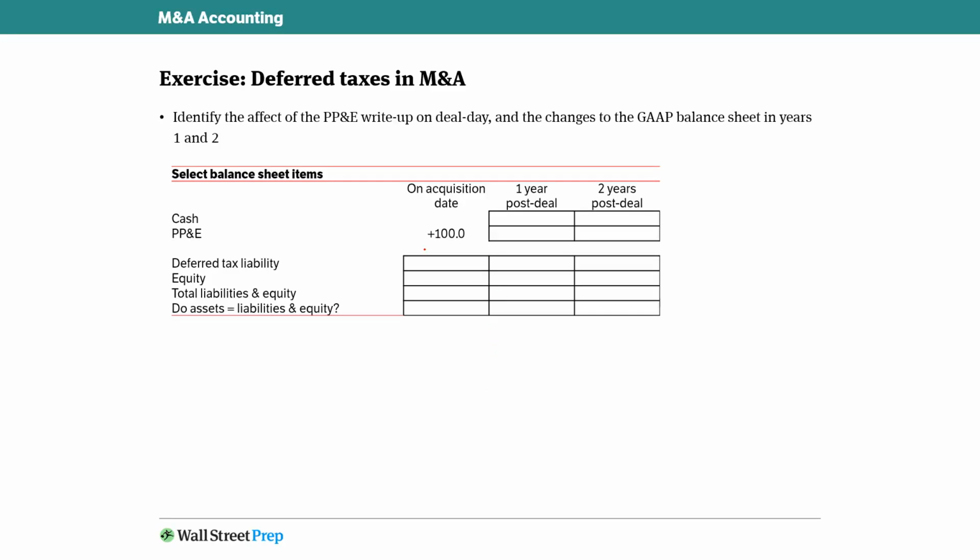And so here is how we need to modify what's going on the GAAP balance sheet when you have a stock sale, something legally structured as a stock sale. You have this PP&E write-up of $100 million, and that creates, as we mentioned, a $40 million DTL. And now you no longer have a $100 increase in equity.